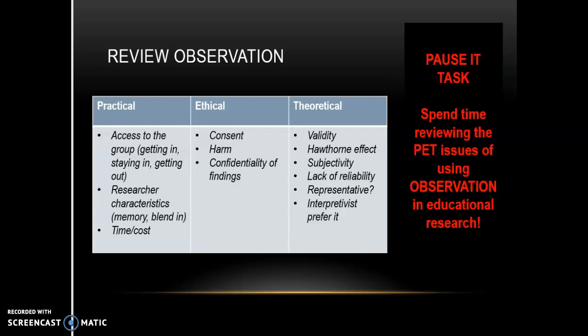And theoretically, what might impact the validity? So one of the things is the Hawthorne effect, where people change their behaviour just by virtue of being watched. What about when you are analysing what you have observed? There is subjectivity with this, so you've got to interpret it. Are you interpreting people's behaviour in the way that it was intended? There is a lack of reliability. Is it hard to replicate? Sometimes observations are. And is it representative? Often they tend to be a small snapshot. This method is preferred by interpretivist, positivist, less so.